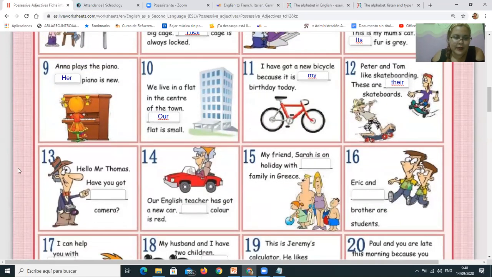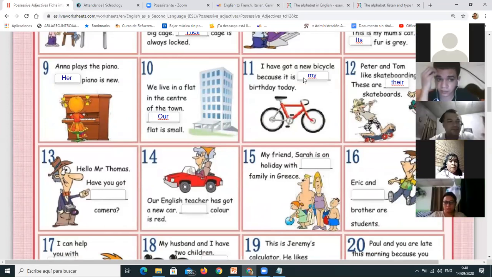Number 13. The complete sentence? Hello, Mr. Thomas. Have you got your camera? Yes. Have you got es otra forma de decir tienes. ¿Tienes tu cámara? This is another way to use have or have got, and then the object.